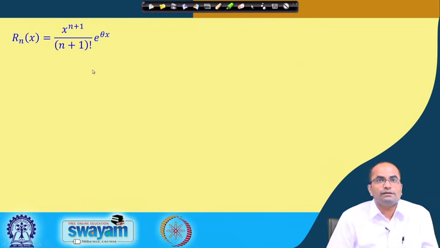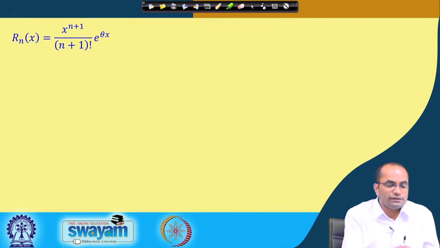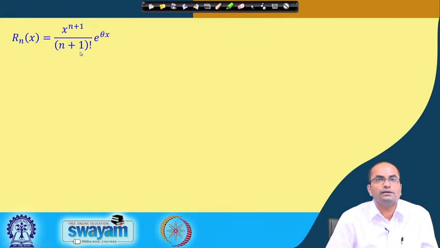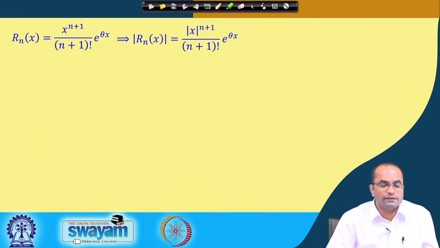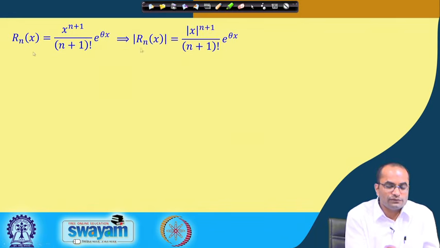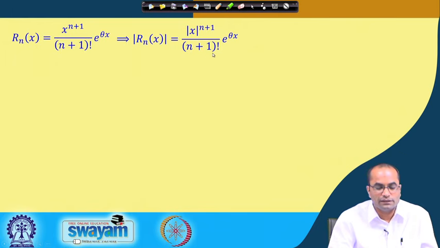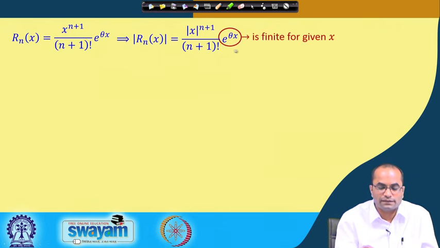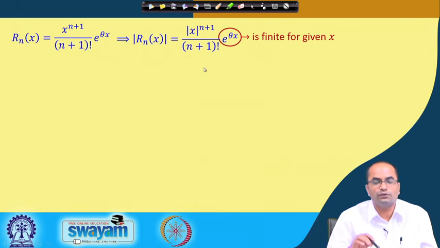So, this is the remainder term R_n(x) = x^(n+1) divided by (n+1) factorial, times e^(θx). If we take the absolute value of this remainder term, |x|^(n+1) over (n+1)! times e^(θx), then we notice that this e^(θx), for whatever given x, will be a finite quantity. So, this will not disturb because there is no n term here. Now we can focus on the other term: what will happen when n goes to infinity?